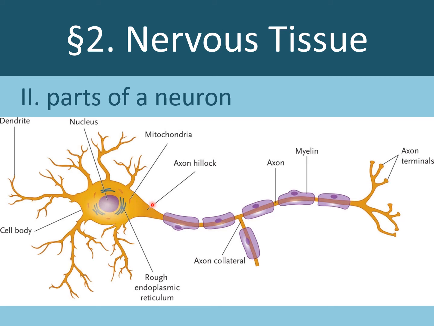Within the axon hillock is a region called the initial segment, which we'll discuss later, but this is where an action potential, or the electrical signal, begins. All along the axon, these purple globs are part of the myelin sheath, the fatty layer that insulates the axon. And the tips of the axon are called axon terminals. On the next slide, we'll show you what a synapse looks like.